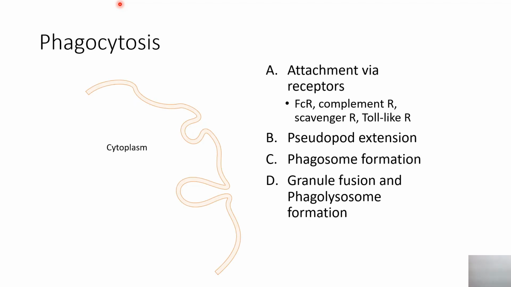Now, attachment via receptors, pseudopod extension, phagosome formation, granule fusion, and phagolysosome formation. All these are steps of phagocytosis.